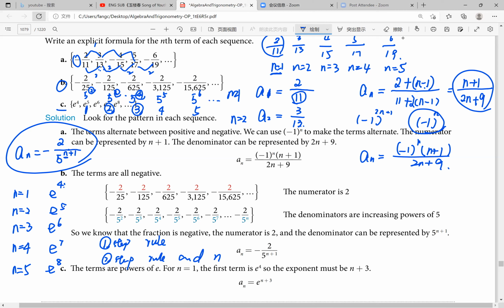So when n equals 1, e is 4. So can I say e to the n plus 3? The second one, 2, 5, still n plus 3. The third one, 3, 6, still n plus 3. So how to define the third sequence? a_n equals e to the power of n plus 3. Okay.